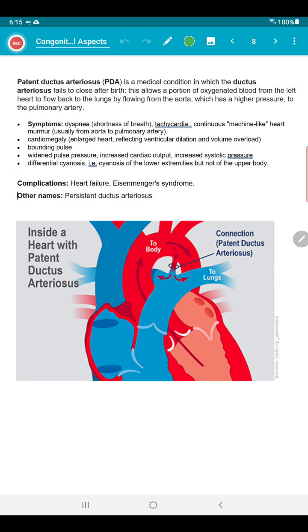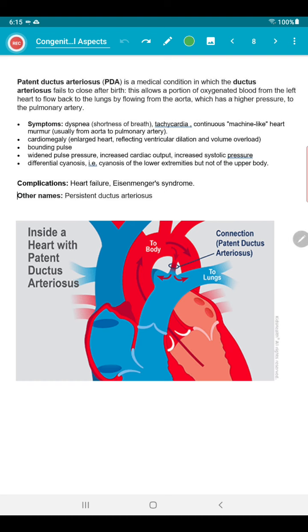Now here comes the PDA. It's a different category, patent ductus arteriosus, a very important one. PDA is a medical condition in which the ductus arteriosus fails to close after birth. This structure is the ductus arteriosus, a normal structure in development. Why it is there, you will read in embryology. Now it fails to close after birth. Normally it closes within a few hours, days or months after birth.